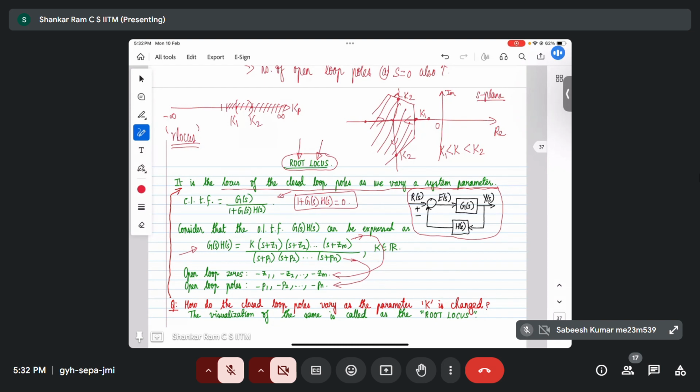Any questions? In terms of ride and handling, just to have a physical connotation with vehicle dynamics, how do we apply the root locus principle? Can you give an example for the root locus?